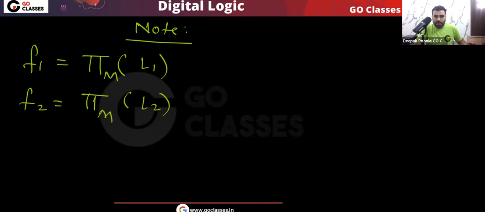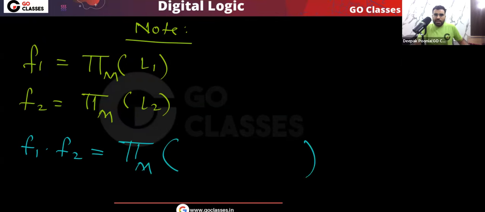Now you tell me, what will be the expression for F1 and F2? What will be the expression for F1 or F2? So let's see first for F1 and F2. Means I want the maxterm list, or I can say the product of maxterms expression for F1 and F2. So tell me, what should I write here? Should I do the intersection? Should I do the union? Tell me. You don't have to remember, just use the logic.